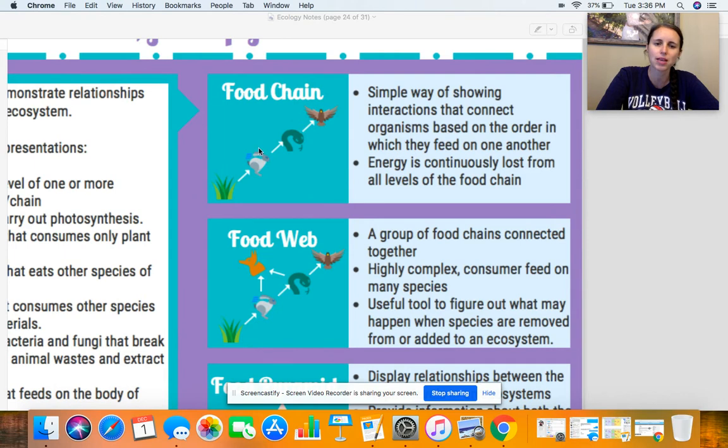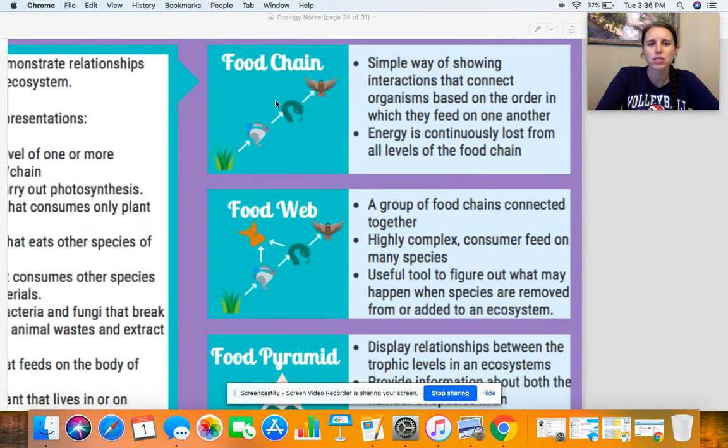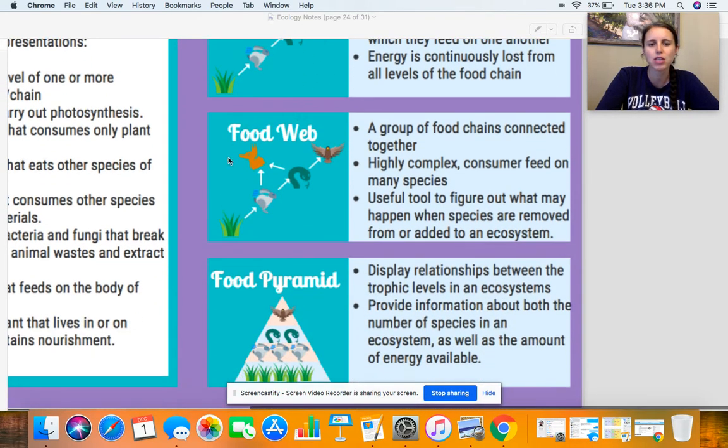As we go from this level to this level, there is energy lost. So food chains are great. They're very simple. The downside for food chains is they can often oversimplify some of these relationships. So instead of using a food chain, sometimes we use a food web.